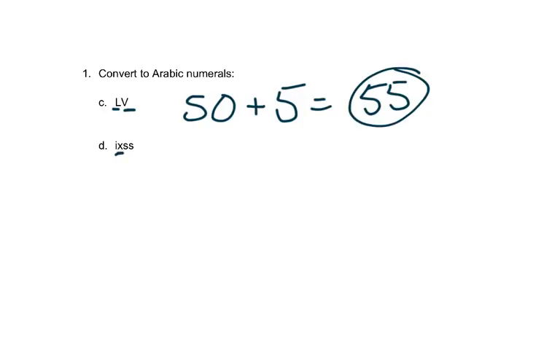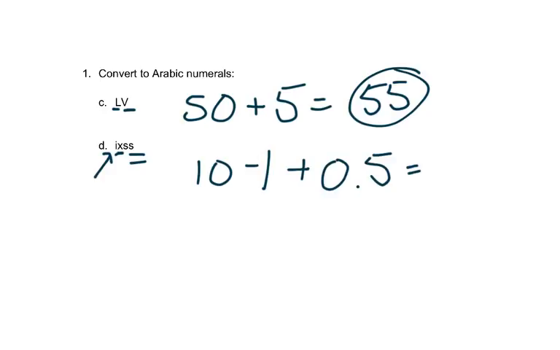Here, the biggest letter, represents the biggest number, is the X, which is 10. The I is before it, so we're subtracting 1 off of the 10. And the S's are after it, so we're adding it. Remember, SS means a half, or 0.5. So 10 minus 1 is 9, and then we're adding a half, so we get 9.5.